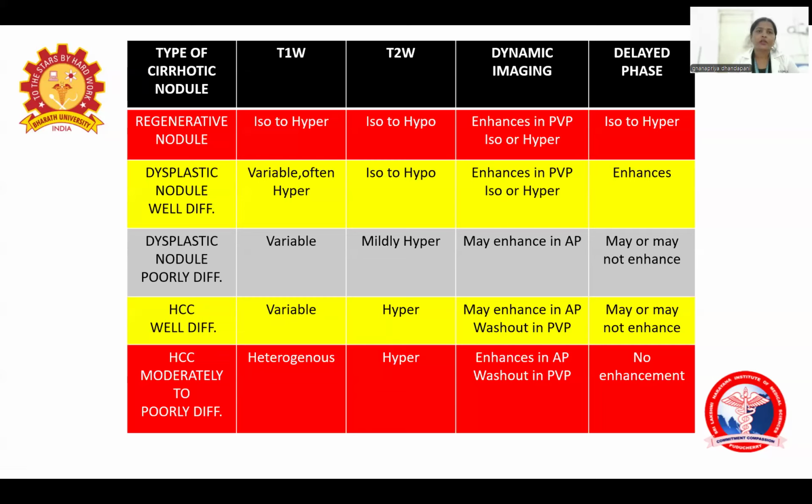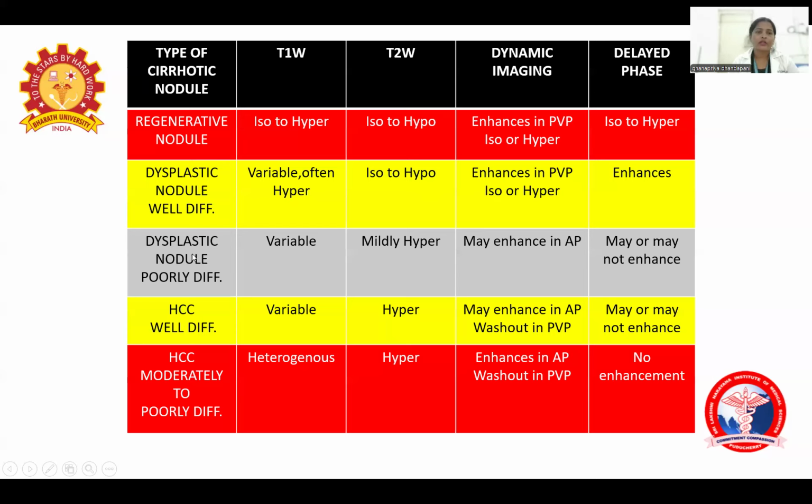So the regenerative nodules will appear iso to hyperintense in T1, whereas iso to hypo in T2. And this lesion shows iso to hyperenhancement in the portal venous phase or delayed phases. Whereas well-differentiated dysplastic nodules are usually variable in appearance in T1, usually hyperintense in T1, whereas hypo to iso in T2, and similarly they enhance in the portal venous and delayed phase imaging.